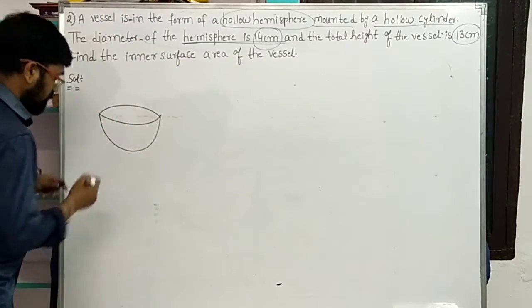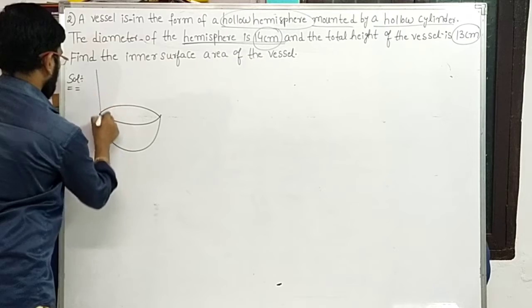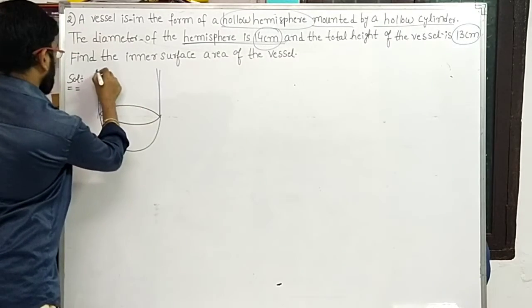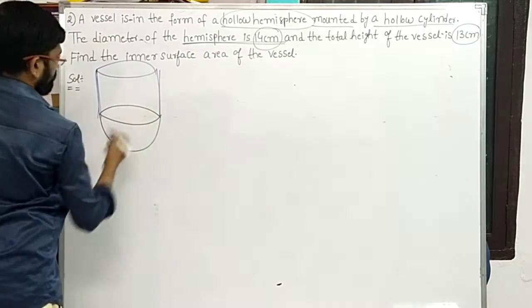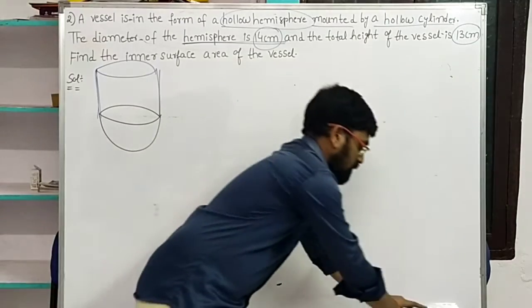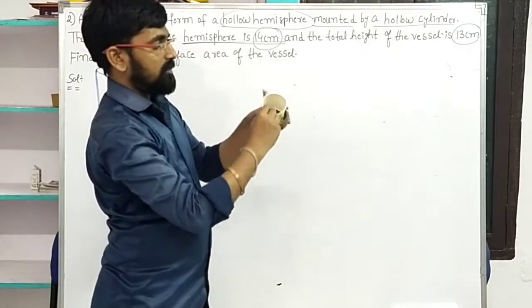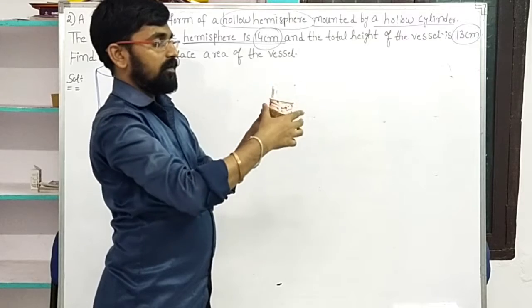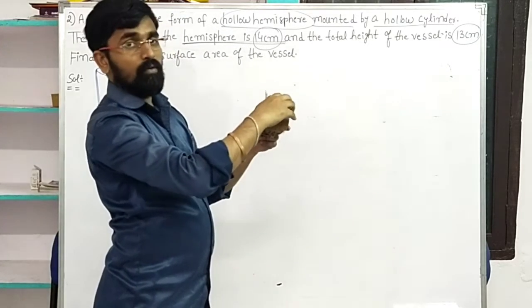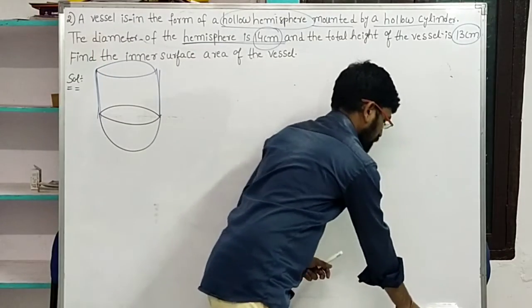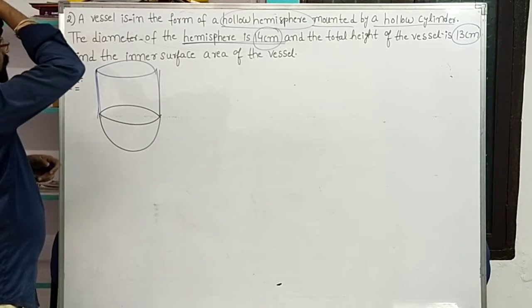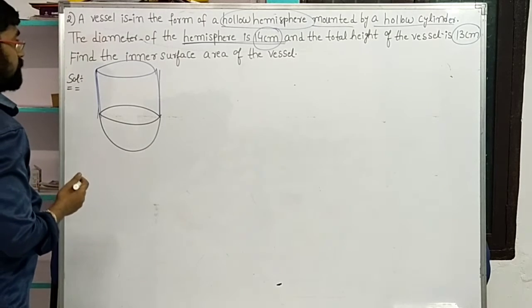There is a cylinder joined here. Mounted means that the cylinder is sitting on this. That is called mounting.